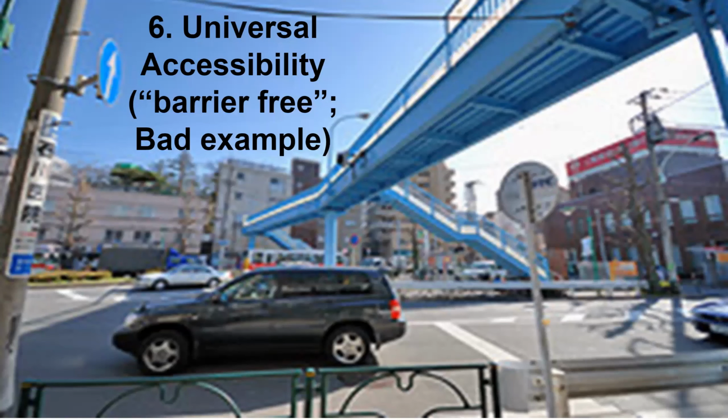Okay, the next example is universal accessibility. In Japan, sometimes we say barrier-free. This is actually a bad example. They have these all over Japan, including Okayama, but you have to walk up here just to cross the road. It's very inconvenient and difficult.